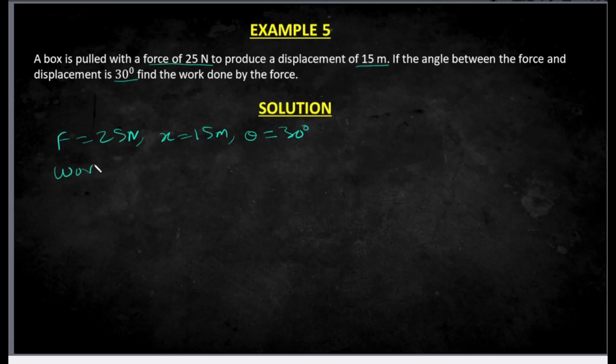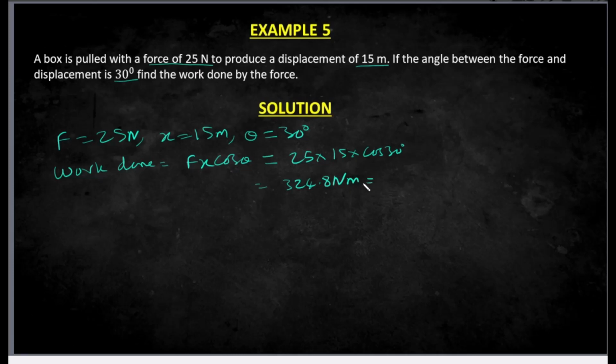So the work done is going to be F x cos theta, because the force is not in exactly the same direction as the displacement, but they make an angle of 30 degrees. So you substitute. That's why we have F x cos theta. The force is 25, x is 15, cos of 30 degrees. If you multiply, you are going to get 324.8. This is in Newton, and then I have meter.